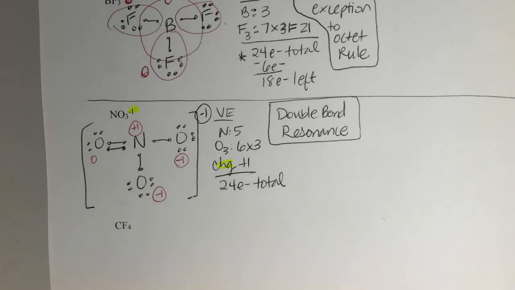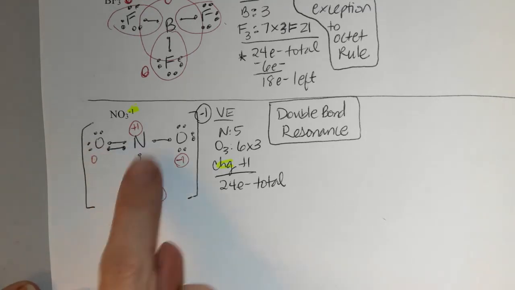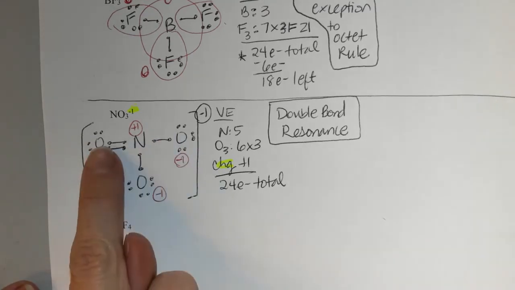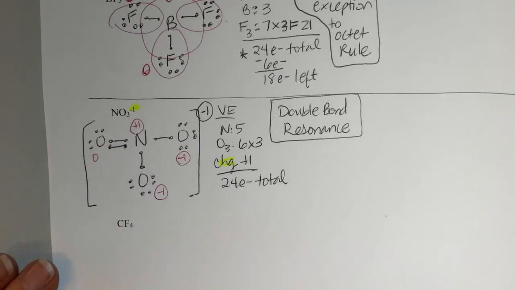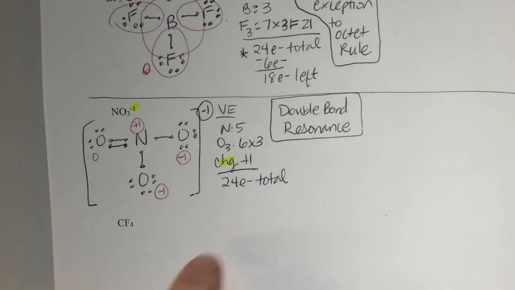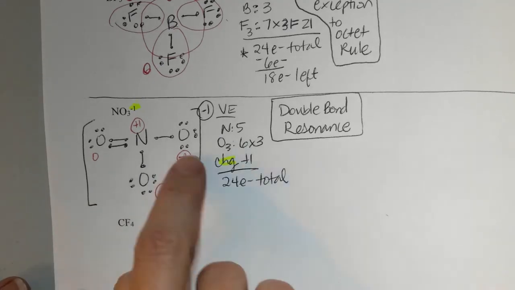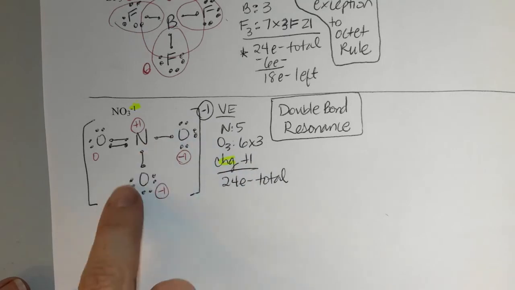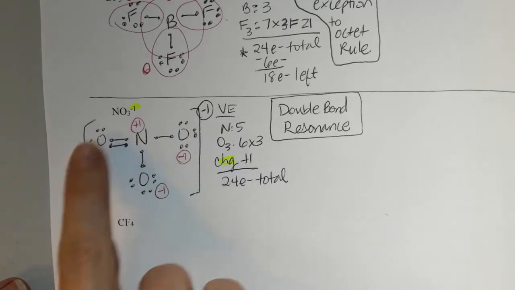All right, so resonance, again, the double bond can float between any of those 3 terminal oxygens. And then we ended up with a double bond because that was the only way to make the total number of electrons work. Making sure we have 24: 2, 4, 6, 8, 10, 12, 14, 16, 18, 20, 22, 24.